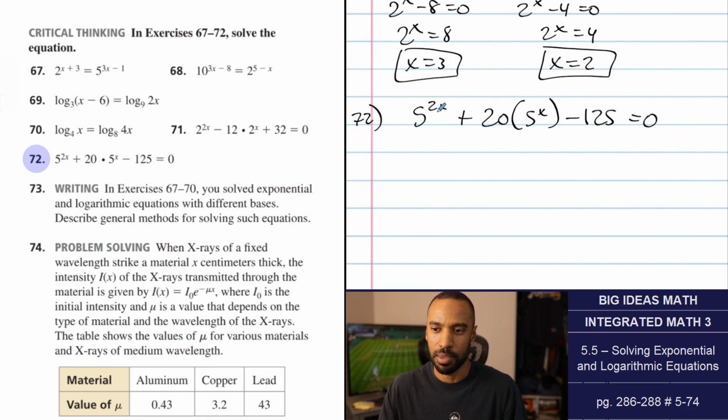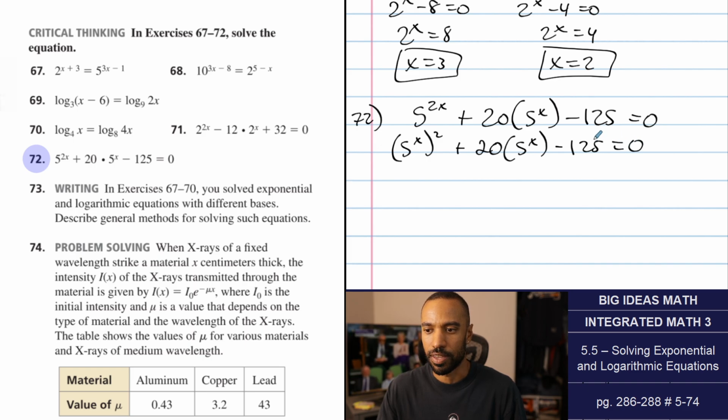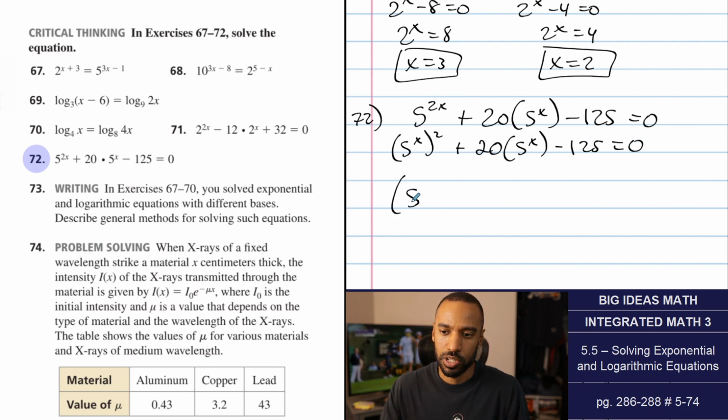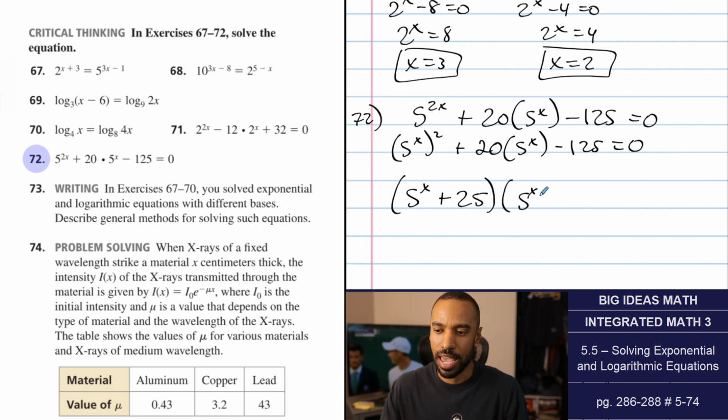Yeah, this is more of the same here. Now this is 5 to the x squared. So remember, treat that like a u, if you will, as its own variable. And let's see if this is factorable. So this factors into 5 to the x plus 25 and 5 to the x minus 5. So this is 25 times negative 5 is this, 25 minus 5 is that.